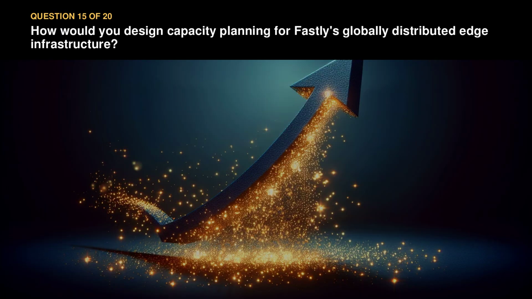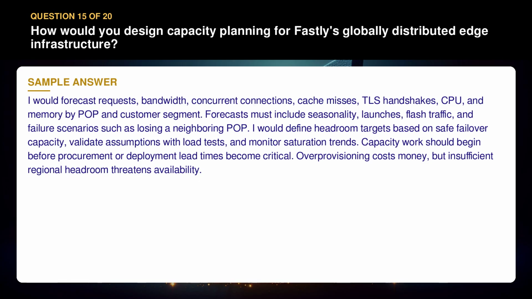Question 15. How would you design capacity planning for Fastly's globally distributed edge infrastructure? I would forecast requests, bandwidth, concurrent connections, cache misses, TLS handshakes, CPU, and memory by POP and customer segment. Forecasts must include seasonality, launches, flash traffic, and failure scenarios such as losing a neighboring POP. I would define headroom targets based on safe failover capacity, validate assumptions with load tests, and monitor saturation trends.